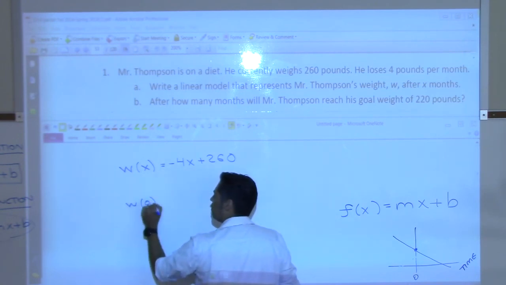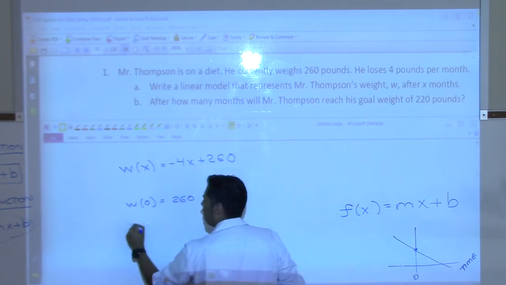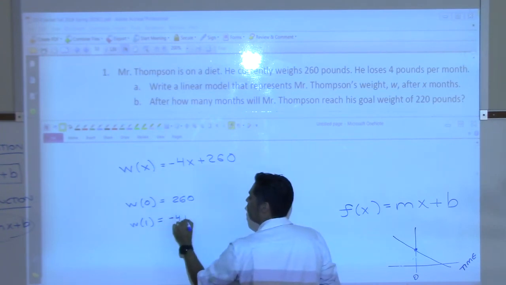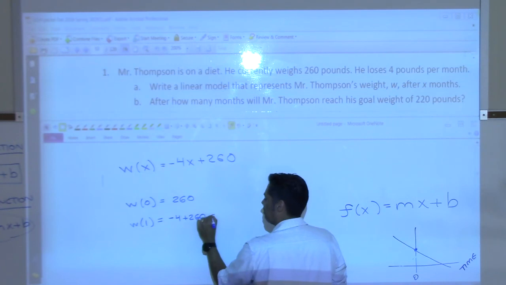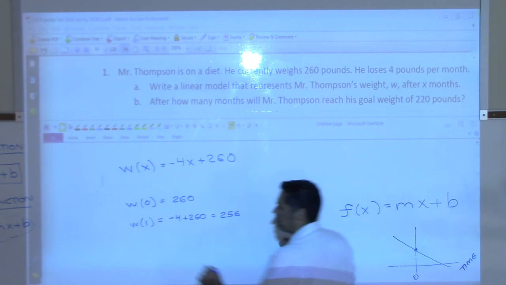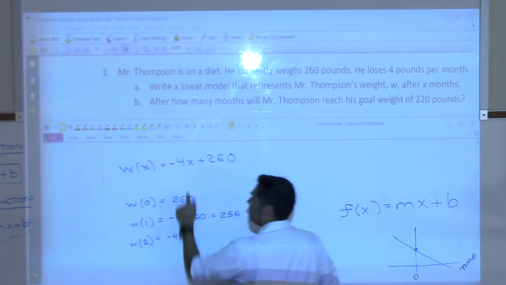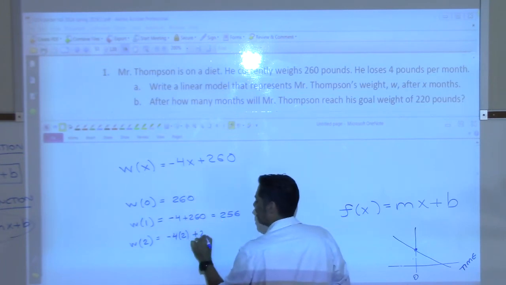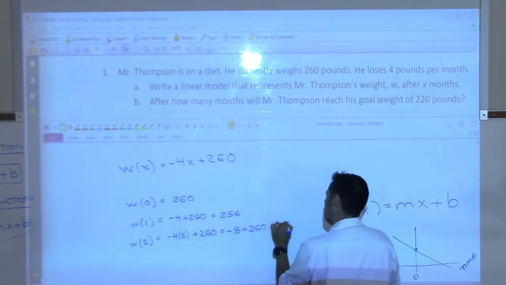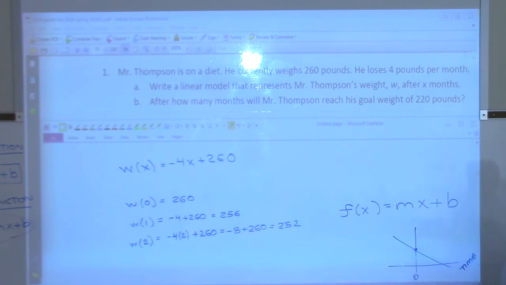What would his weight at 0 months be? 260. After 1 month, we plug in 1 here, right? So negative 4 plus 260, he's lost 4 pounds. 256, right? After 2 months, how many pounds has he lost? 8. So negative 4 times 2, right? That's what we would do. And then plus 260. So negative 8 plus 260, he's at 252. So do you see that this linear function models what's happening here?